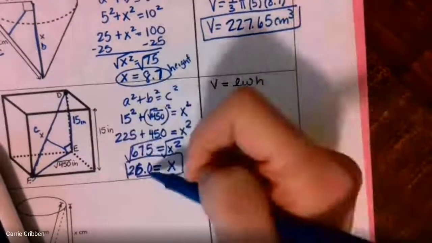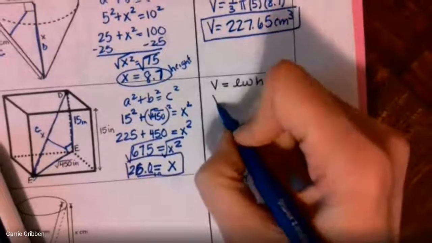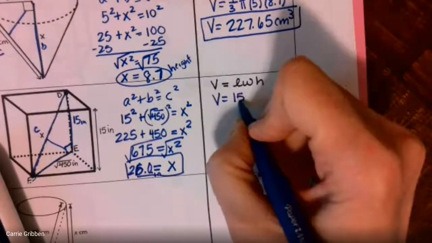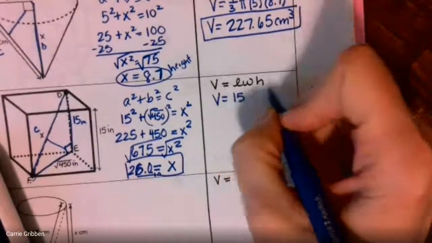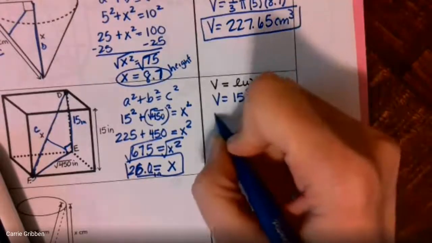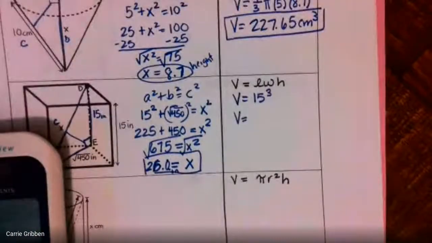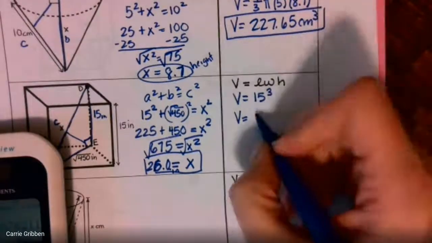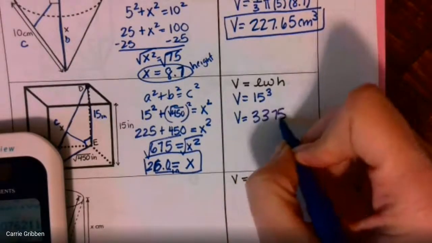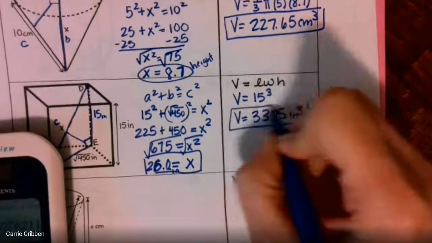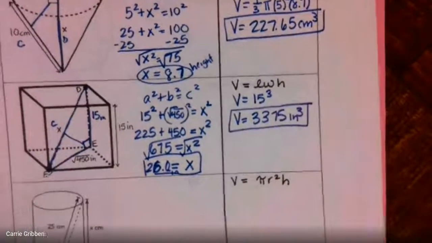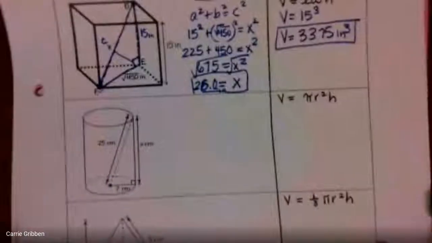Now, to get the volume, you don't really need this number because it's a cube, everything's the same. So it's 15 times 15 times 15, which is actually 15 cubed. So I can just do 15, caret key, 3, and my answer is 3375 inches cubed. Okay, not too bad. All right, cylinder, same idea.